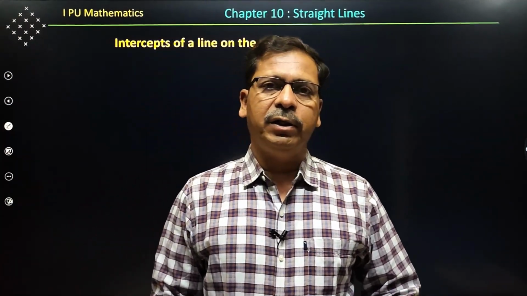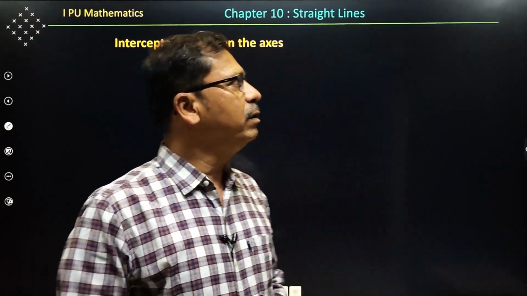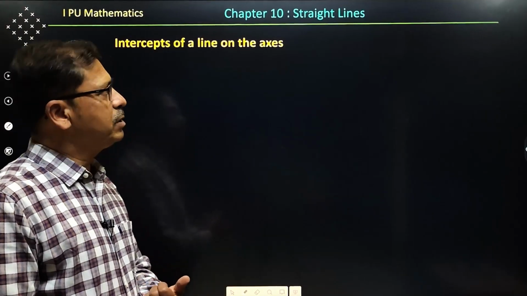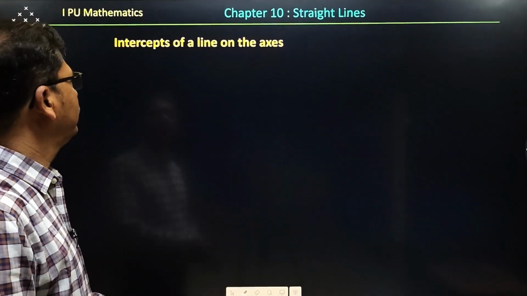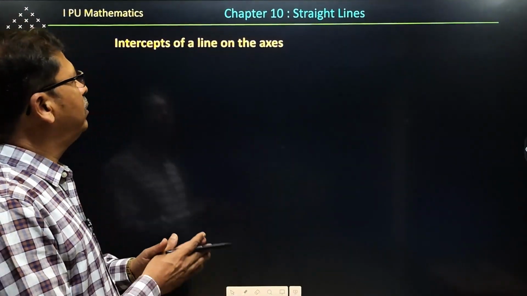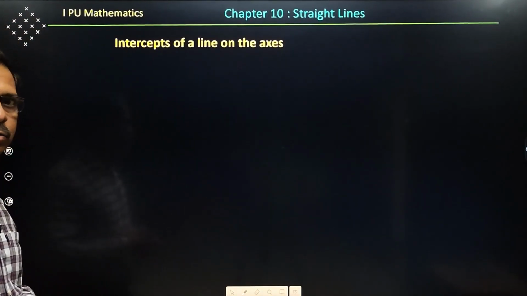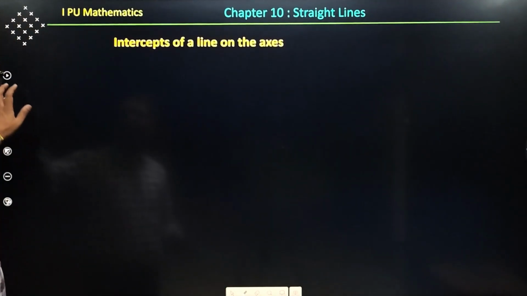Welcome students, let me continue our next class on the straight lines topic. Next, we need to discuss some theoretical concepts here. See, the intercepts of a line on the coordinate axis. What is that concept here? Let us try to understand.